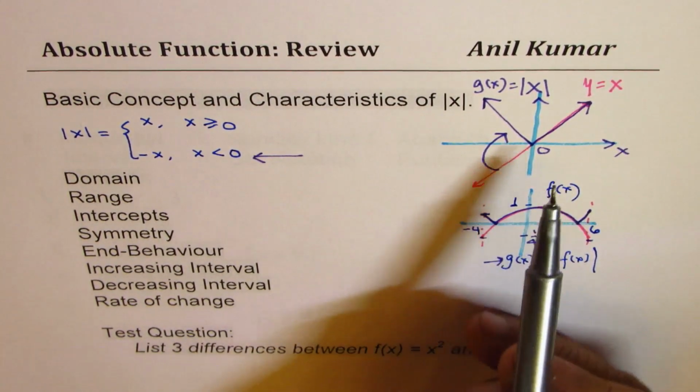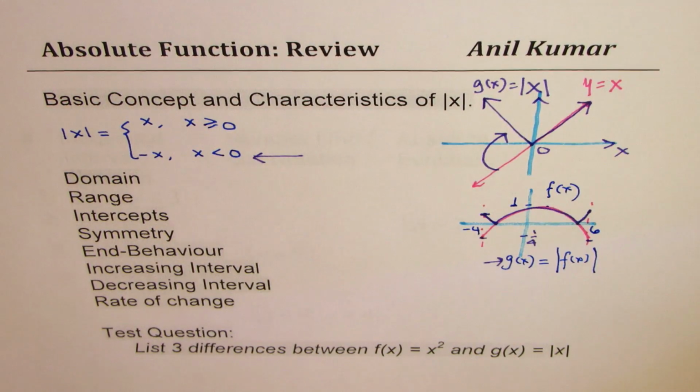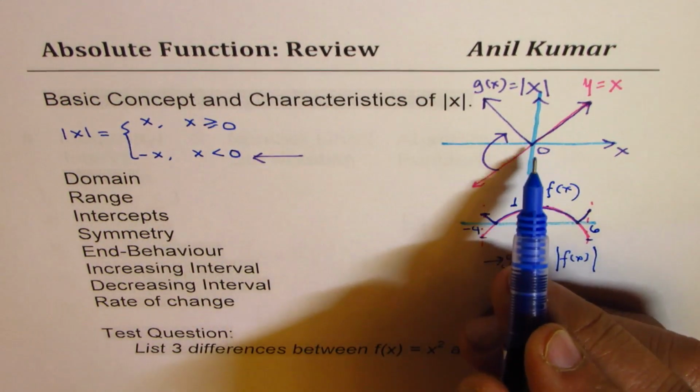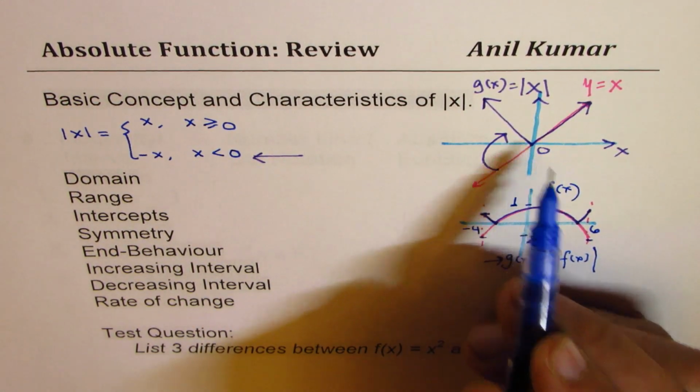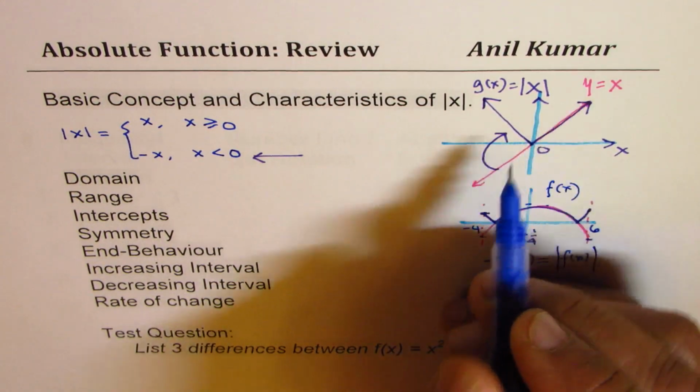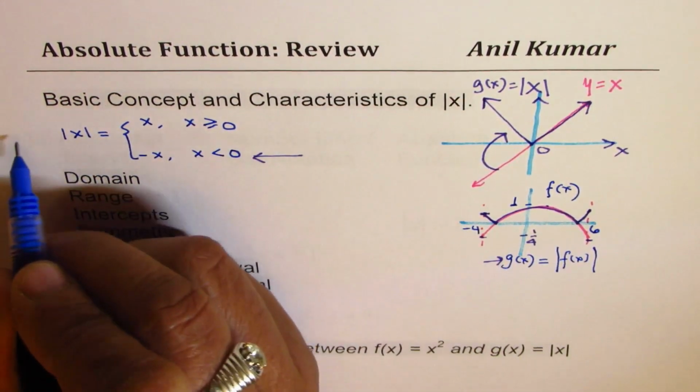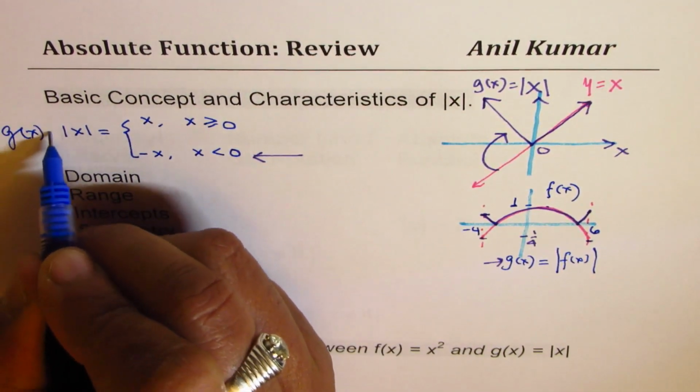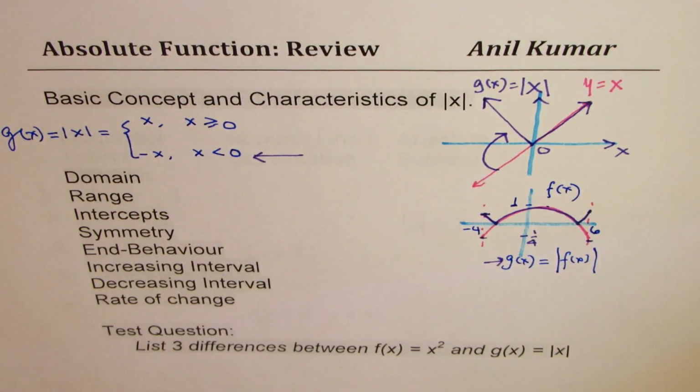Now here, let's get back to our basic question, which is the absolute function and its characteristics. Now we are considering this g of x. So we'll call it g of x equals this absolute function.